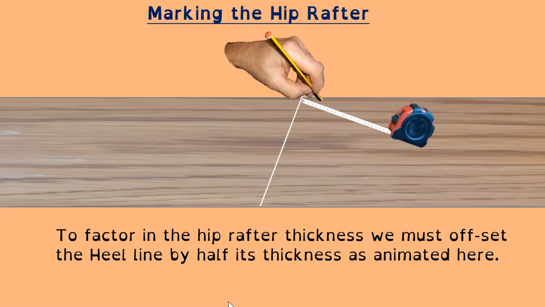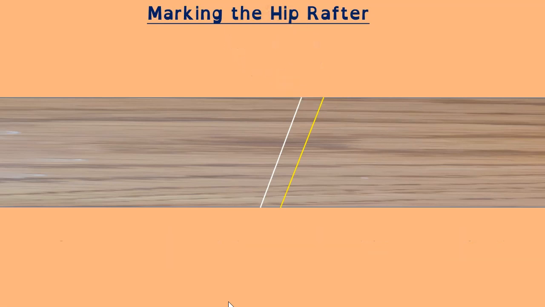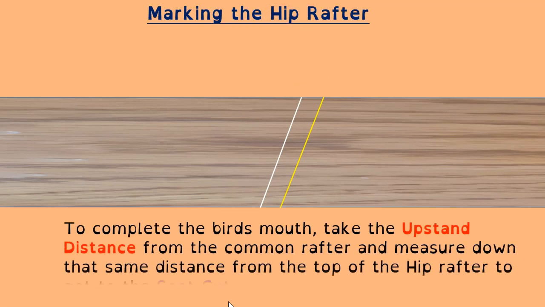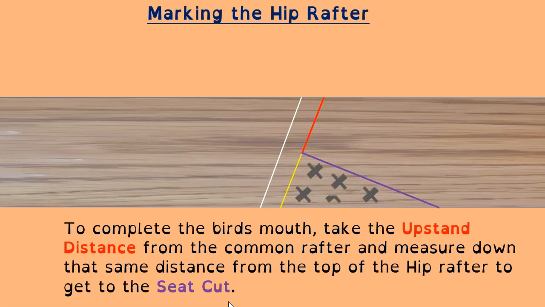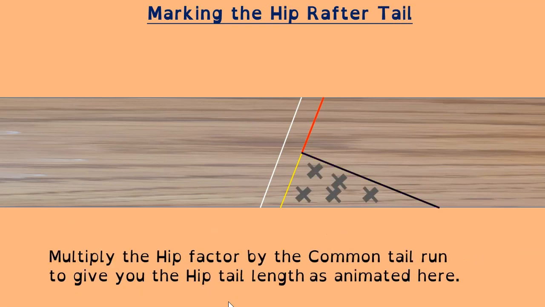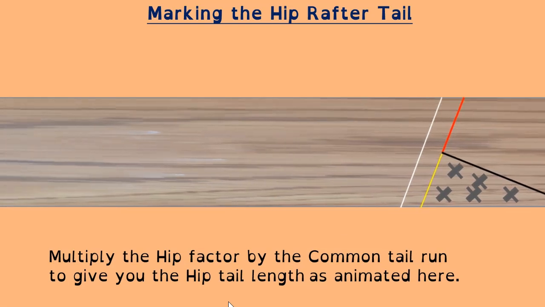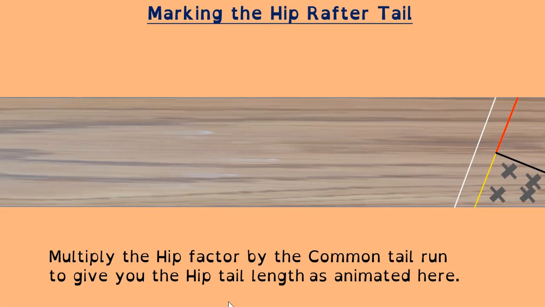So mark your heel line, which is now in line with the corner of the wall plate, but usually we cut a little bit off the corner of the wall plate so it sits in neat. Usually we bring that in by half the thickness of the hip itself, so that gets you into that yellow line there. So that's where we'll also then put our upstand, which is the vertical distance down from the back of the common rafter to its bird's mouth, and we keep that same distance here, so the back surface of both rafters are on the same inclined plane.